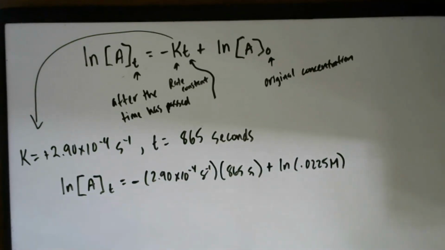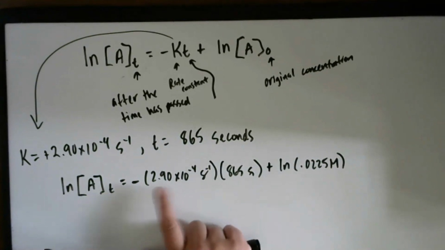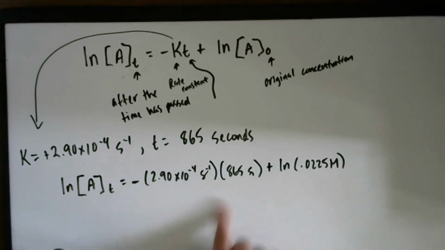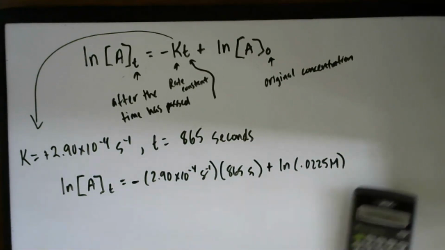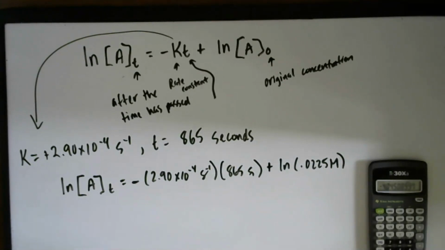Oh, I didn't take the negative sign of that. Don't forget that. I just forgot to make this number negative before I multiplied it, probably because I was talking to you while I was doing it. My bad. Okay, so we get negative 4.045.